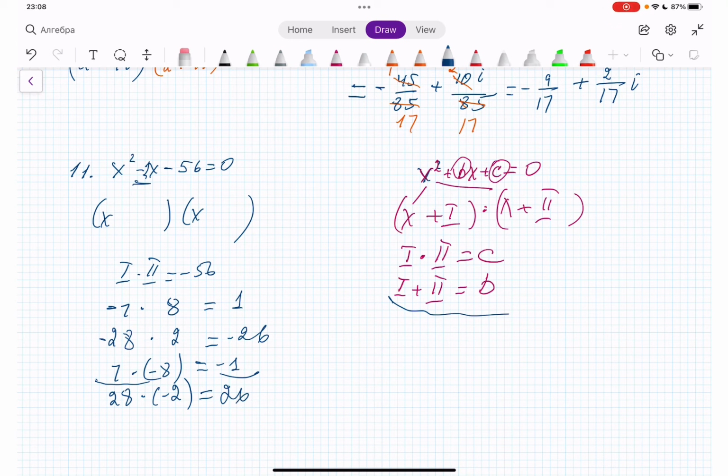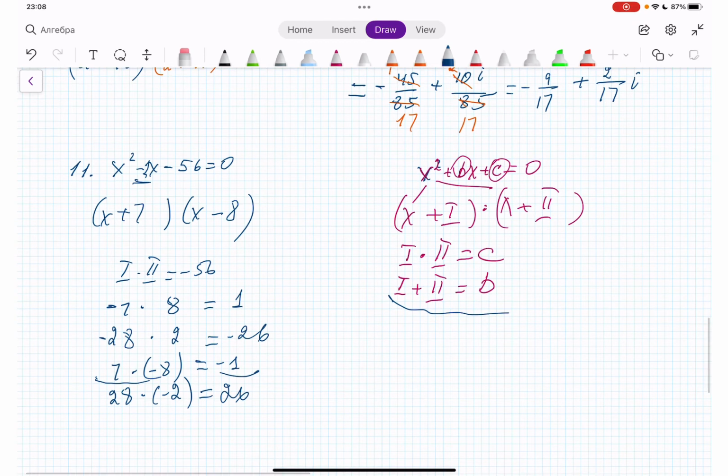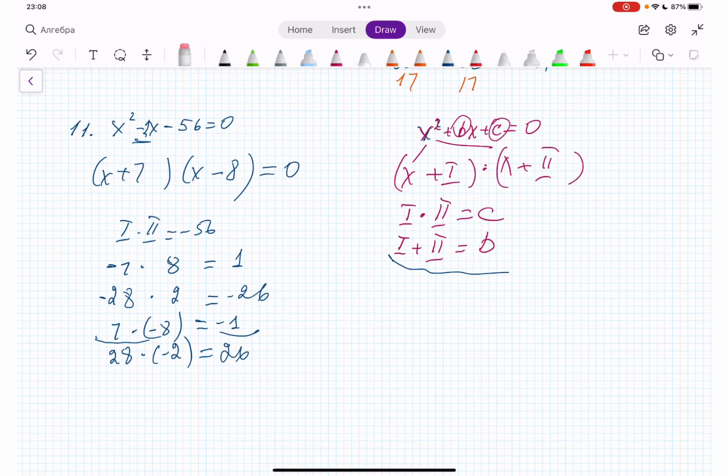So it looks like 7 and negative 8. Here it's going to be plus 7. Here it's going to be minus 8. And you are done. So this is equal to 0. We broke it down into factoring. And from here, let me clean this.